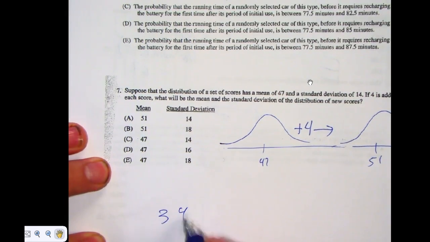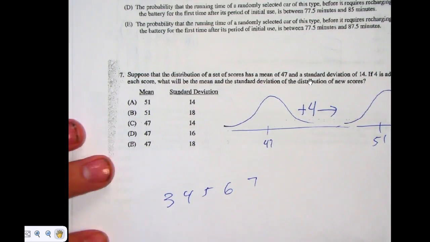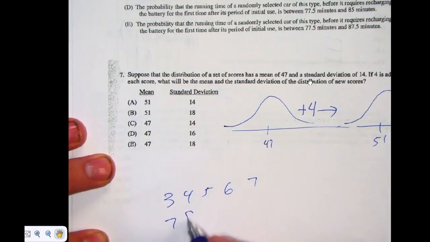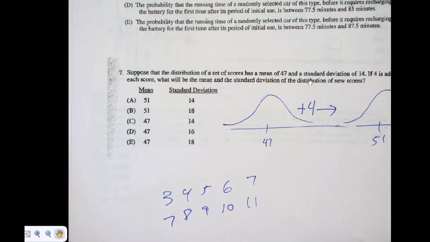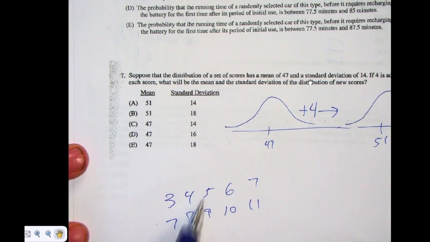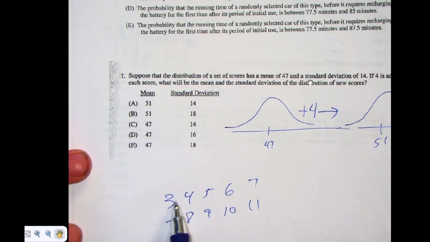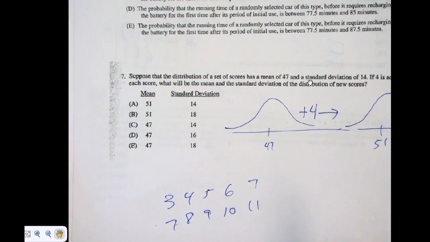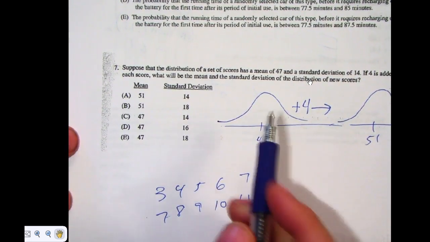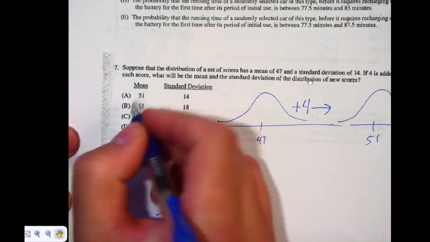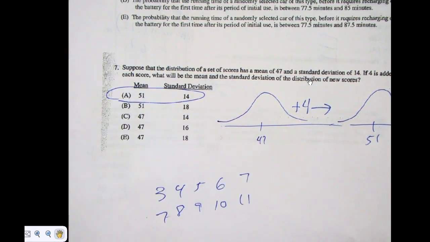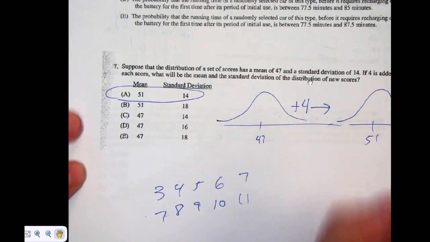If I have 3, 4, 5, 6, let's do 7. What's the average of those? 5. Now let's add 4 to every data point. What's the average of those? 9. So when I added 4 to every data point, I added 4 to the mean. But how spread out it is did not change. These have the exact same spread away from the middle as these, don't they? This shape didn't change. So the mean gets 4 bigger, and the standard deviation stays exactly the same, because standard deviation is like shape. The shape didn't change, you just picked it up and moved it over. It's like you click it and drag it and let it go.